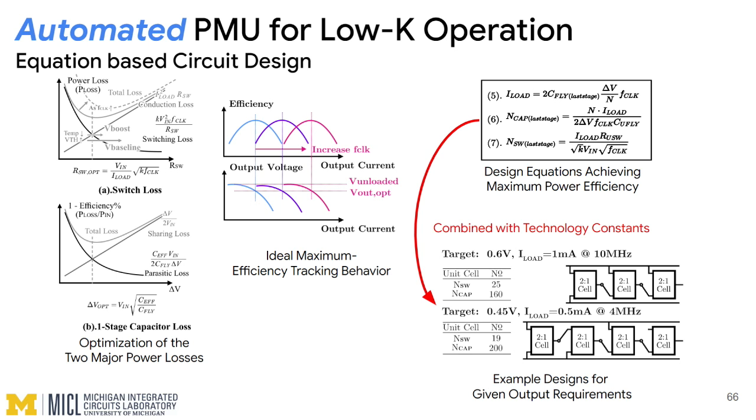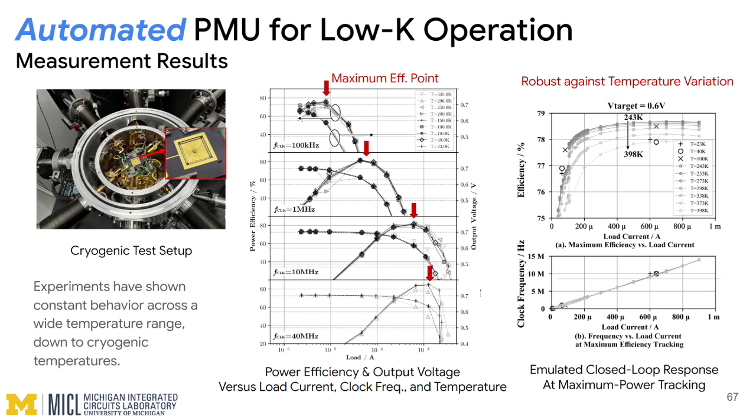This is how we do our sizing. We came up with some analytics to calculate how many unit caps and unit switches we need in our DC-DC converter. We created this DC-DC converter to generate 0.6 volts. This is the number of caps and switches we need, and this is the measured result from 400 Kelvin down to 20 Kelvin.